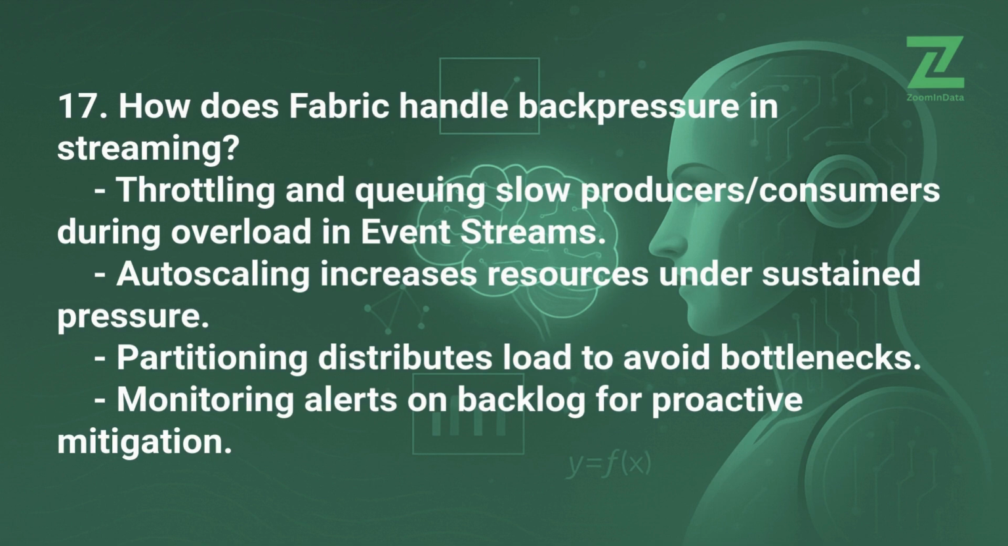17. How does Fabric handle back pressure in streaming? Throttling and queuing slow consumers during overload in event streams. Autoscaling increases resources under sustained pressure. Partitioning distributes load to avoid bottlenecks. Monitoring alerts on backlog for proactive mitigation.